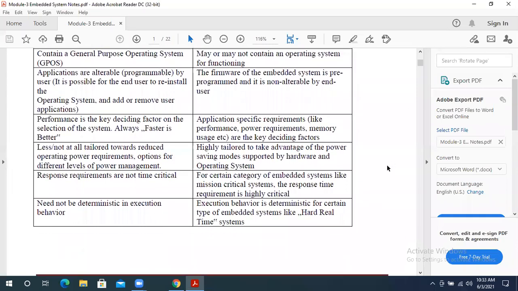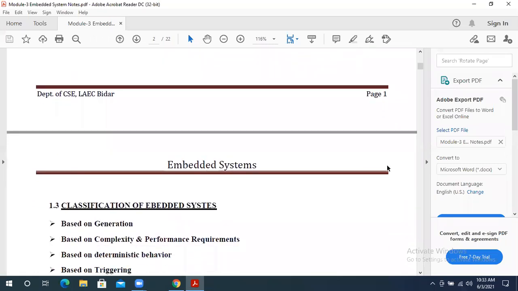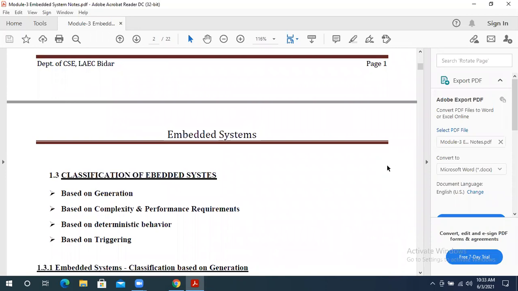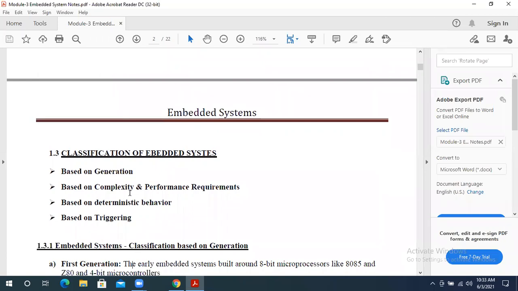In classification, as I told you, we have four categories. The first one is based on generation. Second is based on how complex the program is and what the performance requirement is. Third is based on its behavior, and fourth is based on triggering. First we'll move to the classification based on generation. Generation means, normally in computers also we have four generations: first, second, third and fourth. Nowadays all the systems we are using are from the fourth generation.